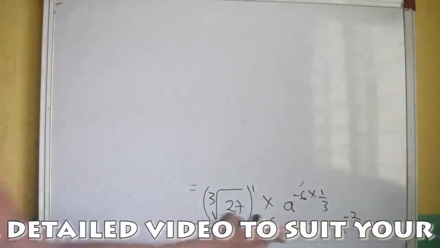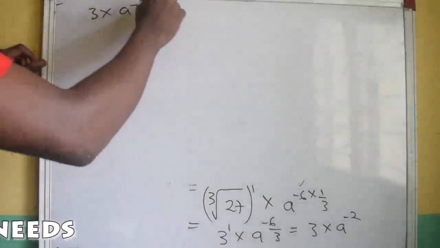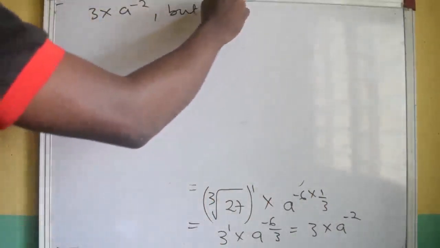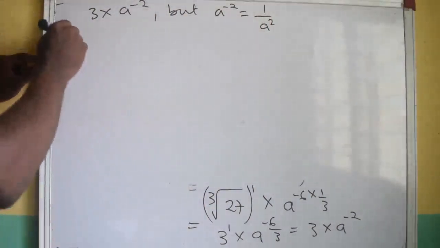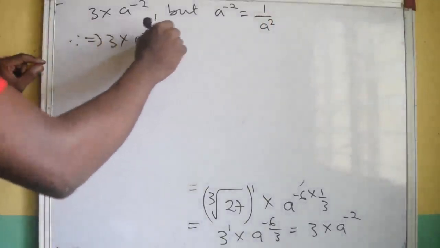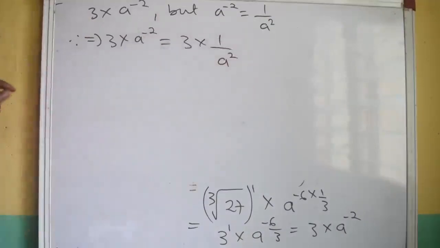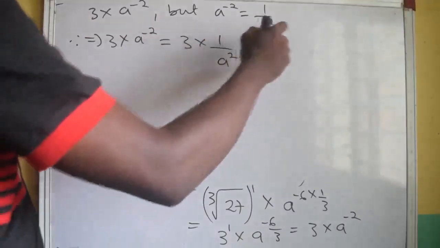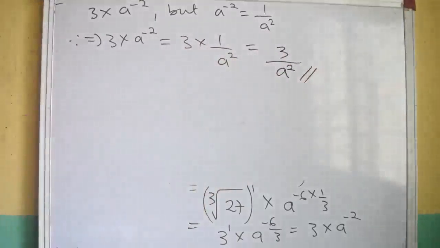Now we can take this guy up, which is 3 multiplied by a raised to the power minus 2. You know that a raised to the power minus 2 is the same as 1 over a squared. So 3 multiplied by a raised to the power minus 2 is the same as 3 multiplied by 1 over a raised to the power 2. So this implies 3 times 1 is 3, all over a raised to the power 2. So this is our answer. There is virtually no big deal to this.